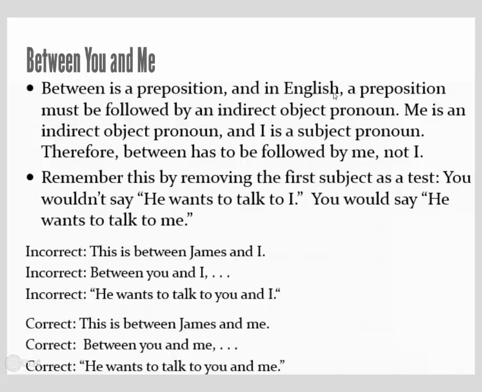So in our example below, he wants, right? He is the subject. He wants to talk. So what gets the action? What is wanted? A talk, right? So that talk is the direct object. And who gets this talk? You and me. So you would use me there because it is an indirect object pronoun. A way to check that, if you ever have an example of that, is to get rid of the first person, right? So he wants to talk to I. No, that's weird. He wants to talk to me.